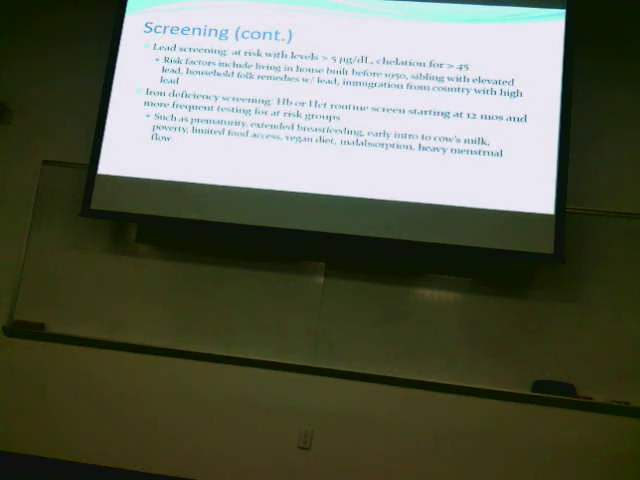Iron deficiency screening, so I actually looked this one up, and this one's one of those really controversial ones as well. So hemoglobin or hematocrit routine screening starts at 12 months, and you might want to do frequent testing for higher risk groups. The reason why this one's controversial is because they say that the hemoglobin and hematocrit don't really correlate well with iron levels anyway, so you might not be picking up iron deficiency.